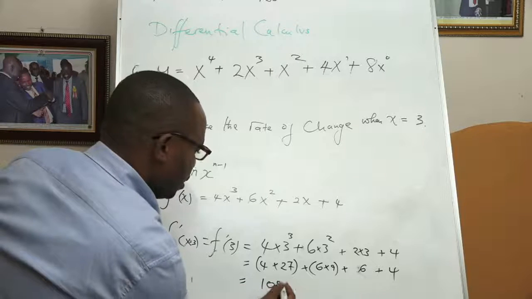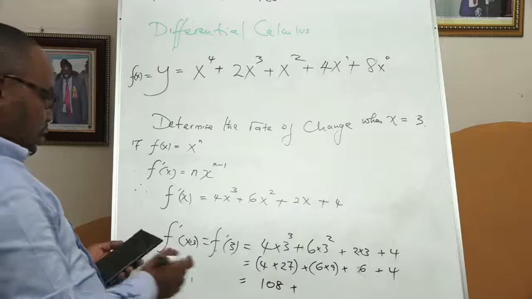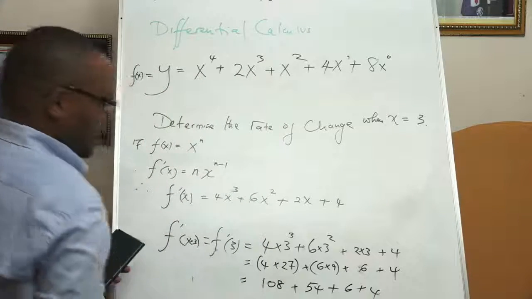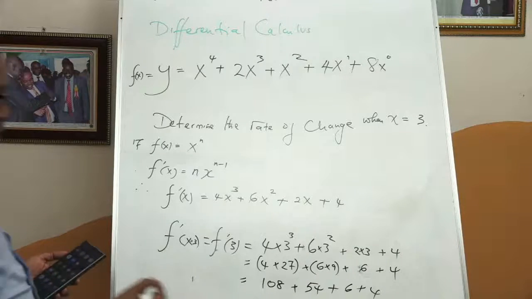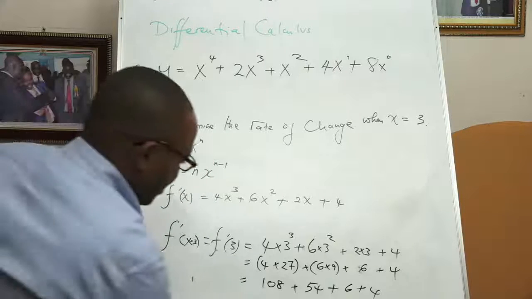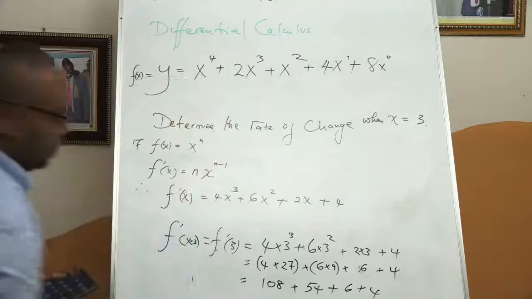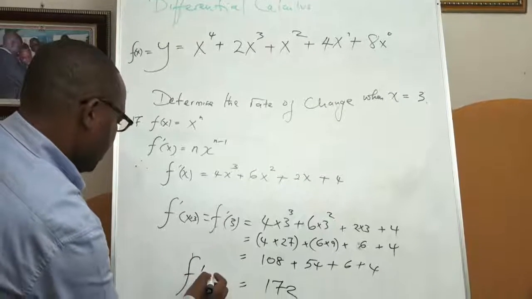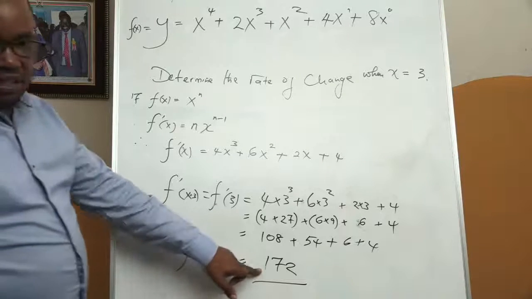108 plus 6 times 9, 54, plus 6 plus 4. What's the answer? 172. Therefore, you see, your derivative at 3, x is 3, is 172.